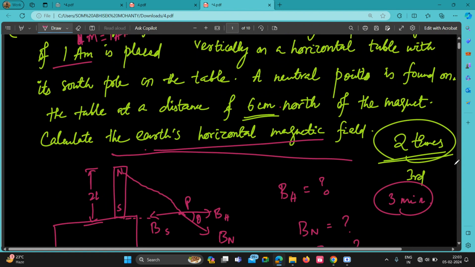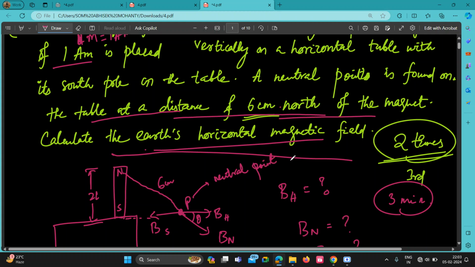Another thing is given in the question. Neutral point is found on the table at a distance of 6 centimeter from north of the magnet. So this actually is 6 centimeter north. This P is your neutral point.